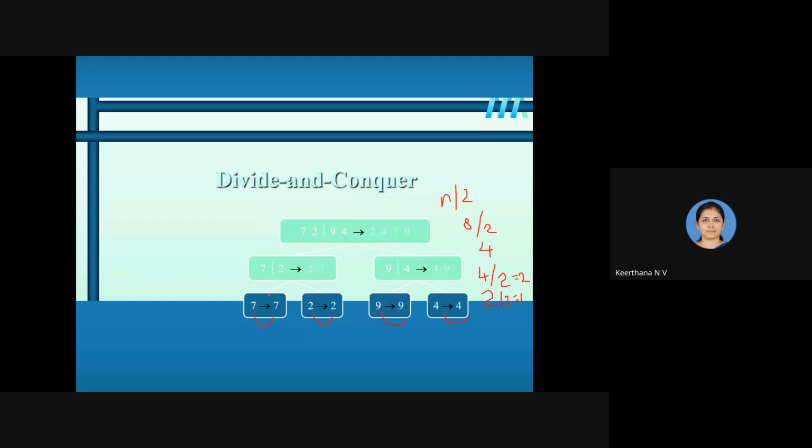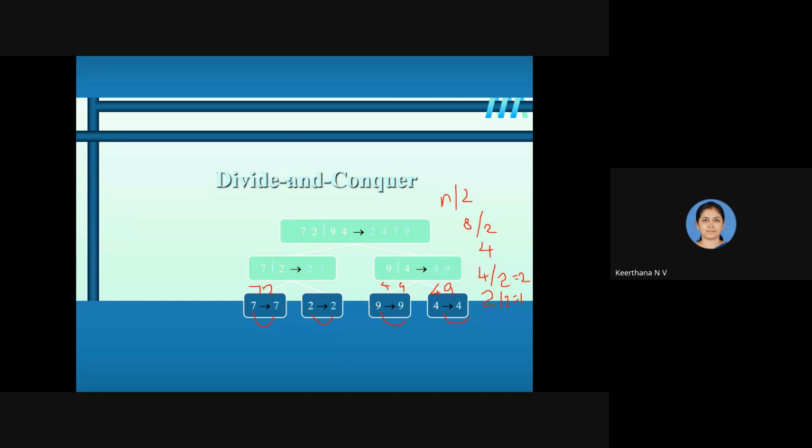After comparing these, you will be sorting. Initially, my subproblems will be 7 and 2. So 2 will be sorted to 2, 7, and again 4, 9 will be here. After sorting, I'm saying again 4, 9. So again, you have to combine these two problems. After combinations, you again apply your solutions.